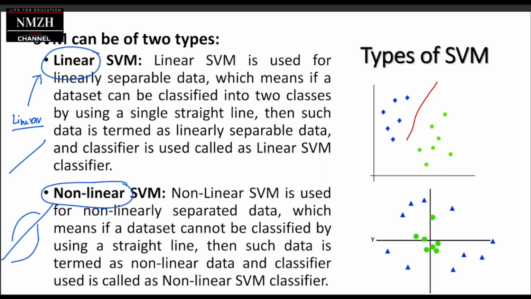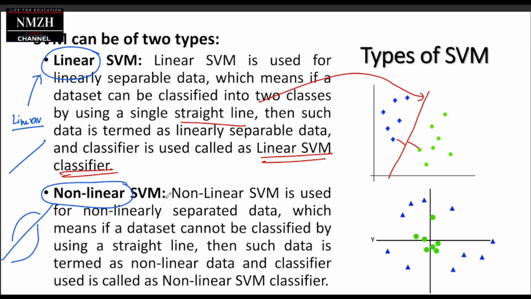Sorry, it's not a straight line though. So we can see this one is the farthest, right? This and that, the most far from the line. Two classes separated by using a straight line. So consider this one is the straight line. Then such data is termed linearly separable and is classified using what is called a linear SVM classifier. So this one is the linear SVM classifier.